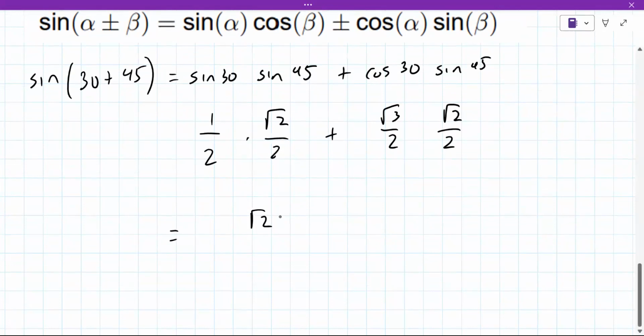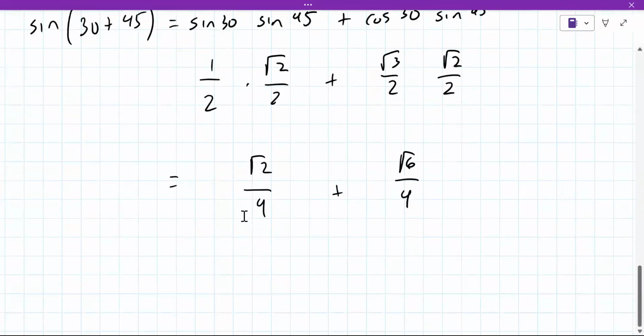So this becomes the square root of 2 over 4 plus the square root of 6 over 4. And then if you can, you combine the numerators. So in this case, it's just square root of 2 plus square root of 6, over 4. Not much else can be done. Okay, so that's kind of your vanilla problem.